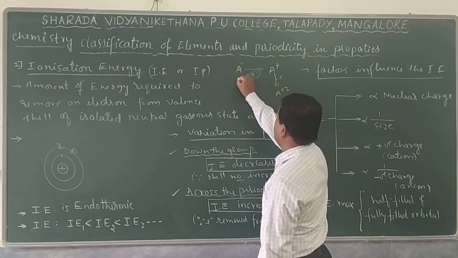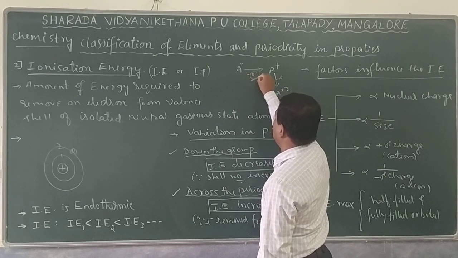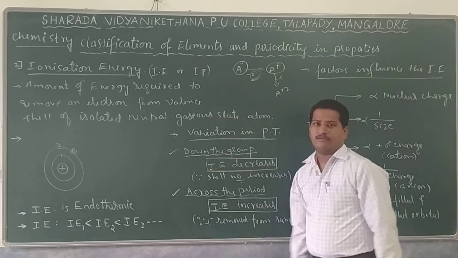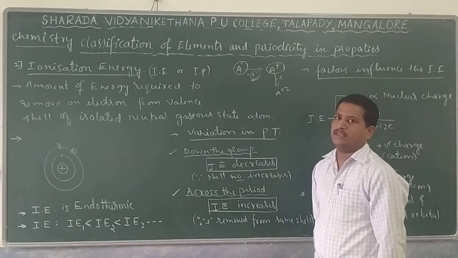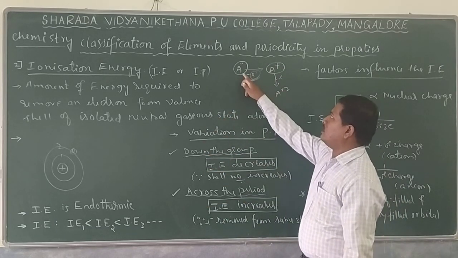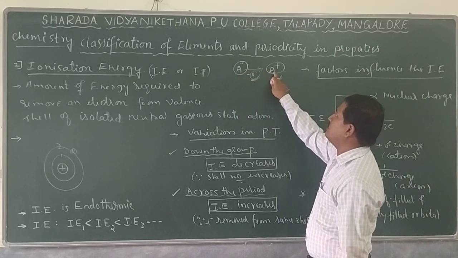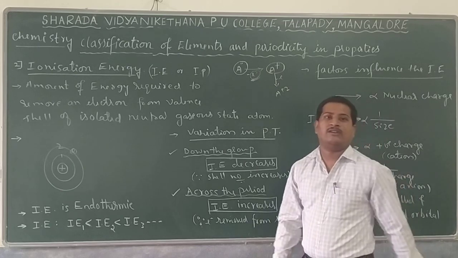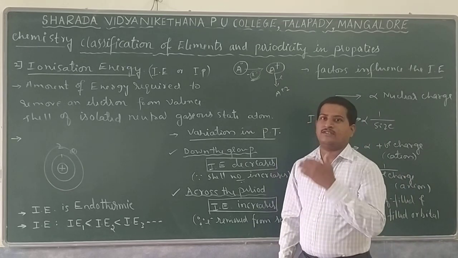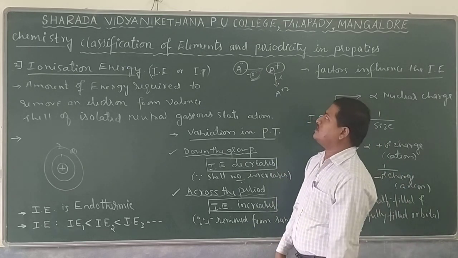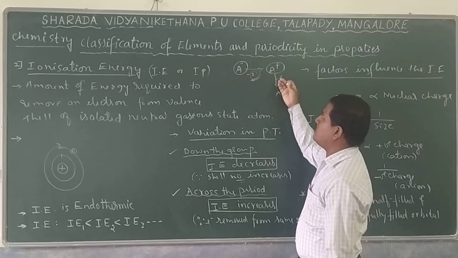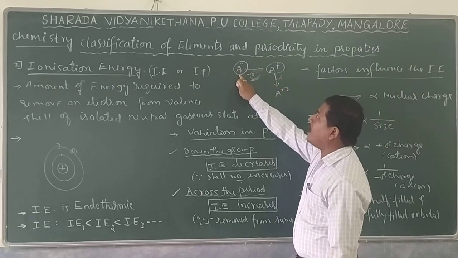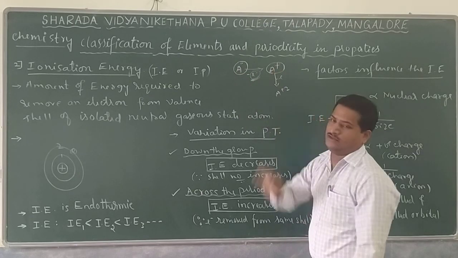That means every time you remove one electron, a neutral atom becomes a cation, so ion formation takes place. After loss of an electron, a neutral atom becomes a cation. This process is called ionization. So what is ionization? The process of removal of an electron from a neutral atom to form ions.